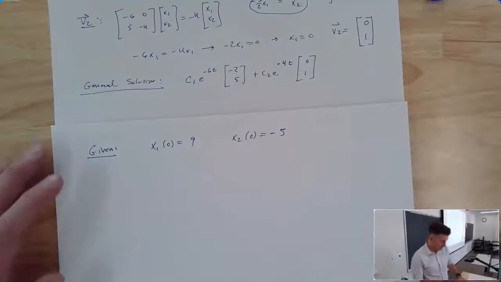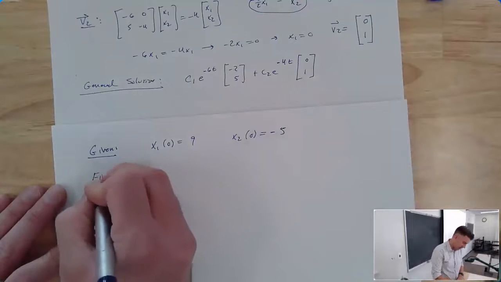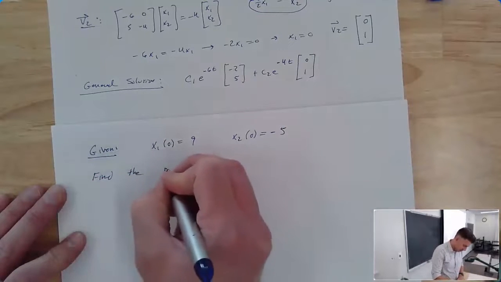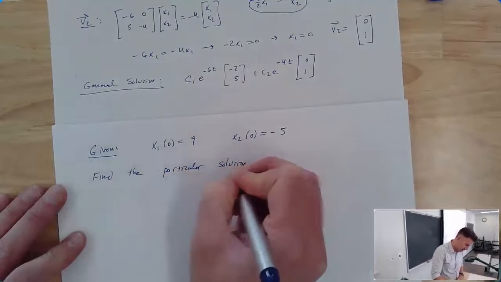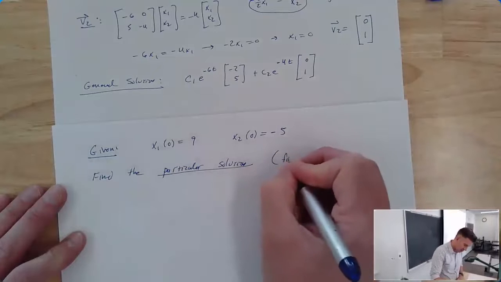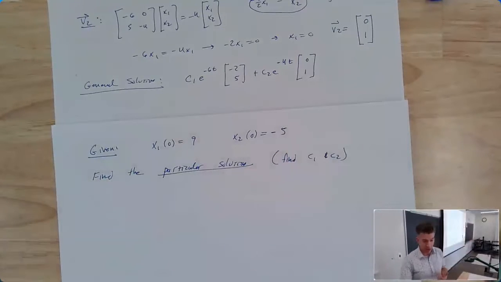And then we want to find C1 and C2. So given this initial condition, we want to find the particular solution. That is, we want to find C1 and C2. Whenever you're given an initial condition, you should always be thinking, oh, that probably means we're going to have to find the C1 and C2.